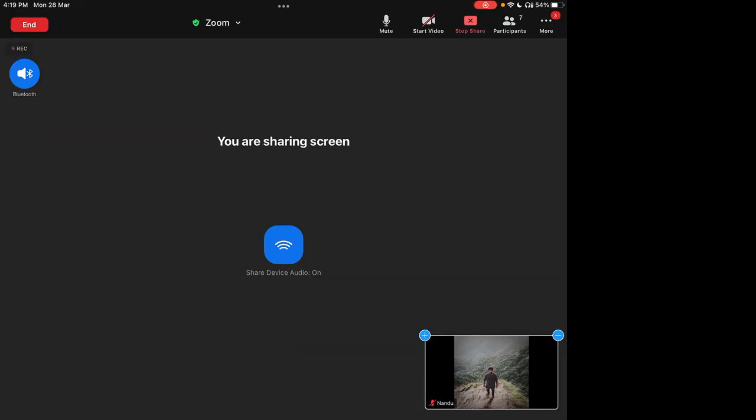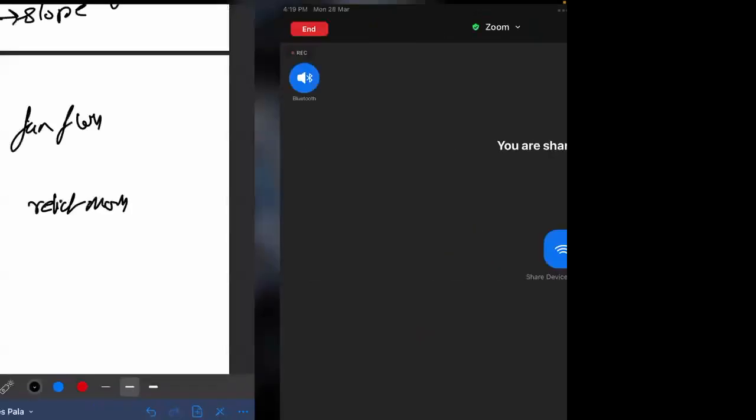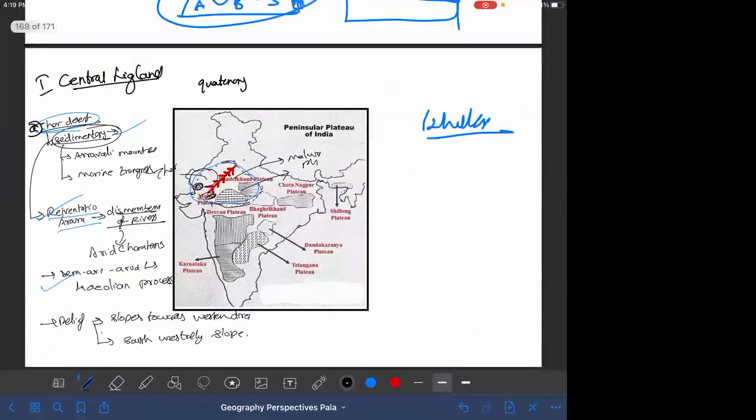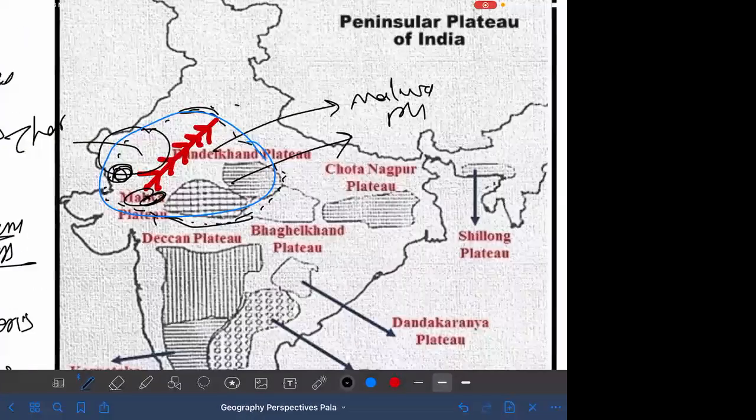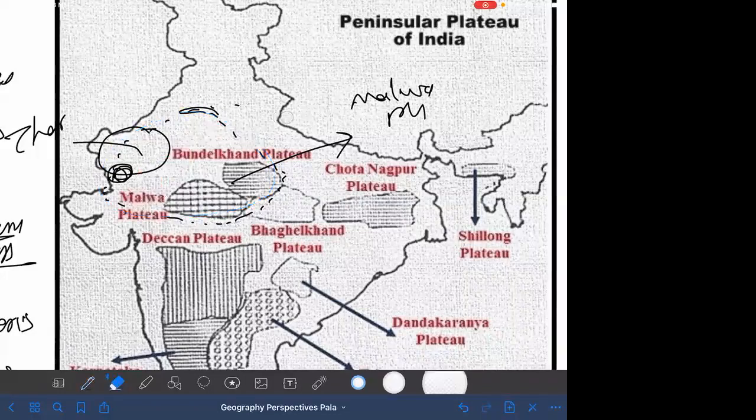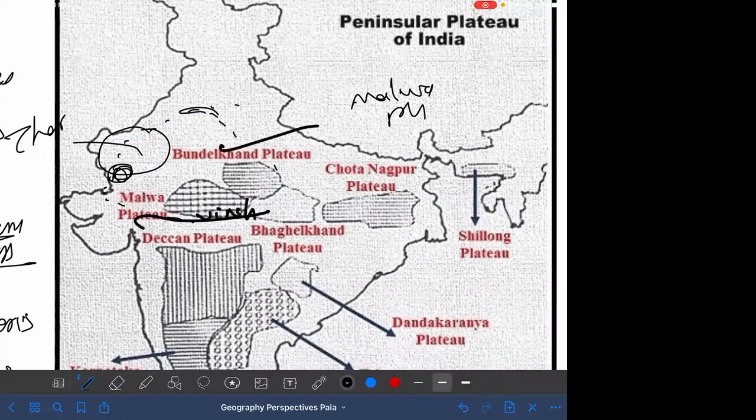So that is about the Central Highlands. You can also look into two more units in this Central Highland region itself. That is the Bundelkhand uplands, and then here also the Vindhyas. These four units together form the Central Highlands. So we must know the characteristics of each of these.